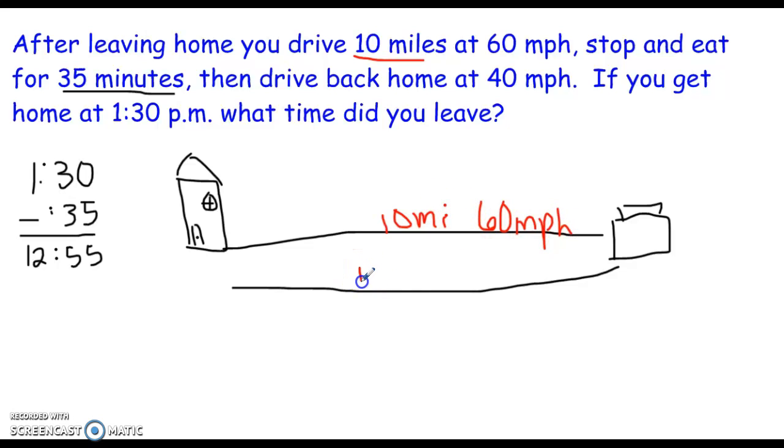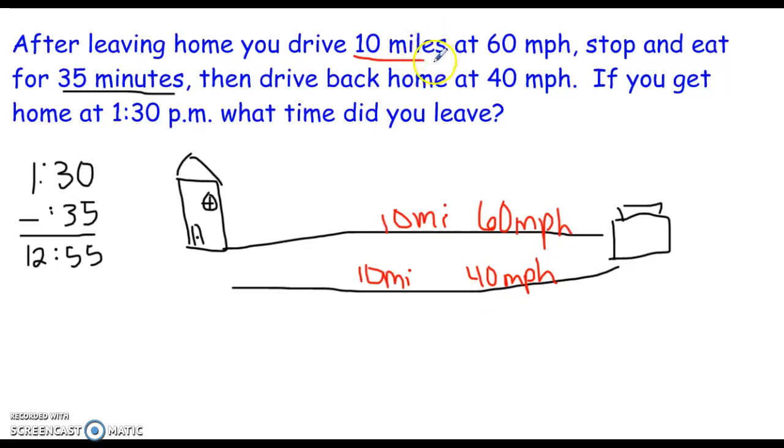The way home, we're still going 10 miles, except our rate is slower. So some of you might have tried a couple different things, but you really need to think, which one is going to take more time, on the way there or on the way home? And that answer is on the way home, because we're going slower.